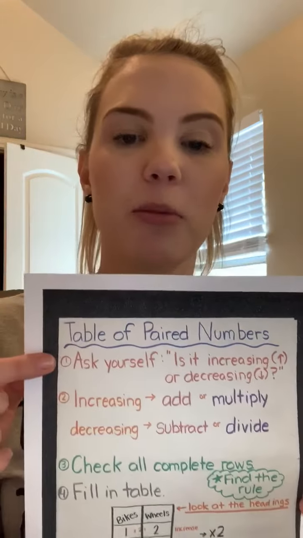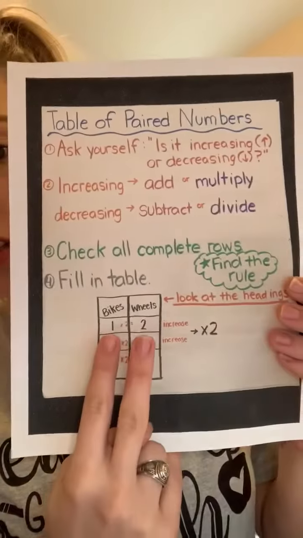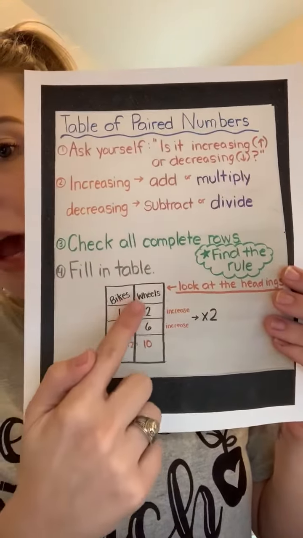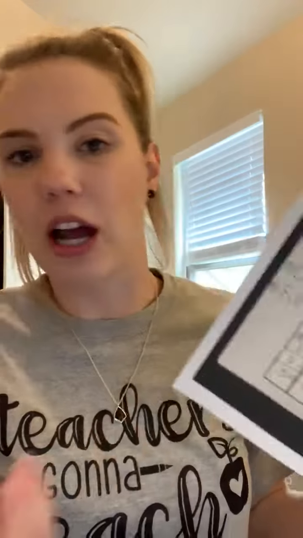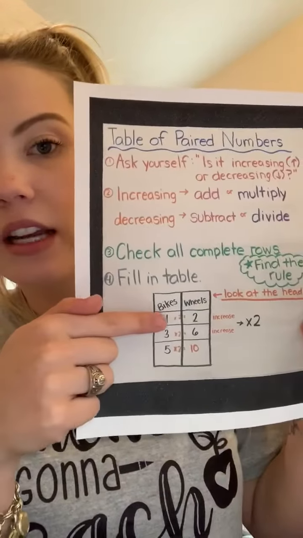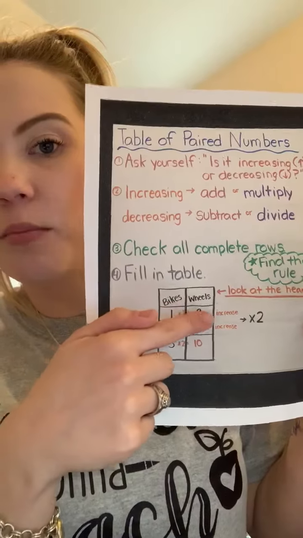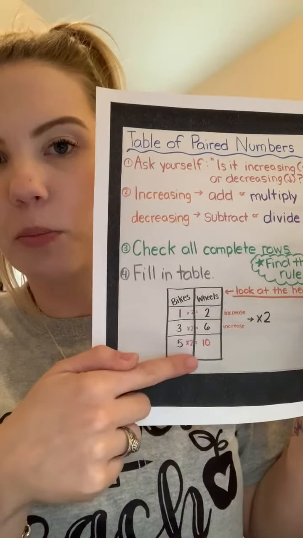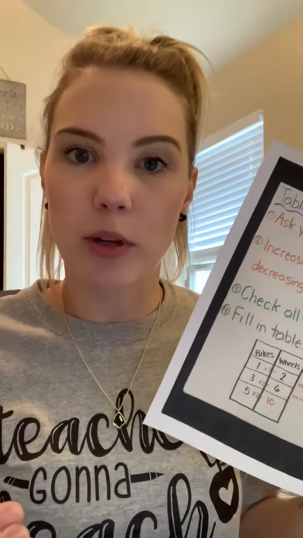So if you remember, a table of paired numbers is two numbers that come in as something, right? Or a number. Something happens in the middle and then they come out as another number, kind of like a machine, right? Comes in, something happens, comes out different. So your job is to figure out what the rule is or what happens in that middle part. Okay, so there's a few vocabulary words you have to know.